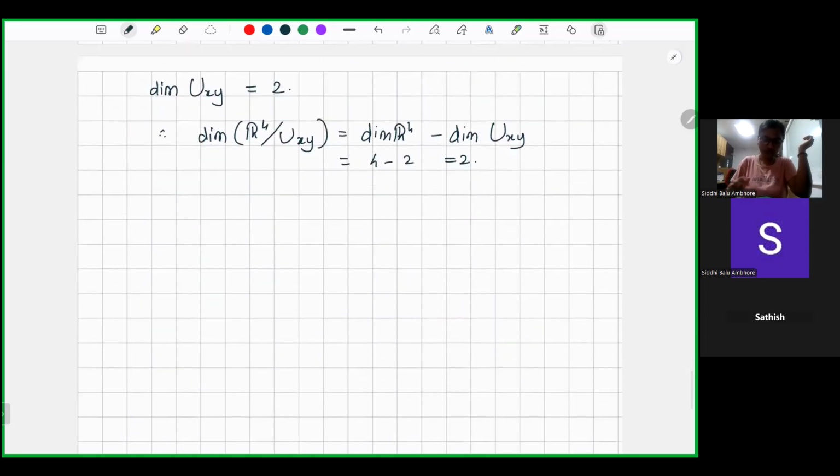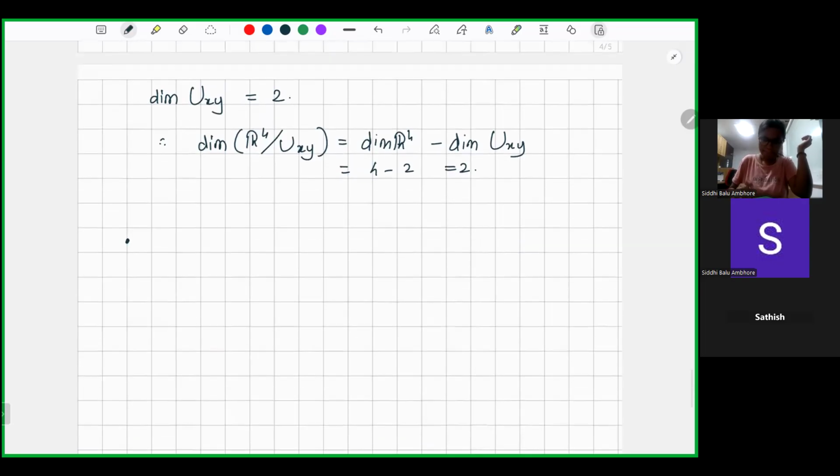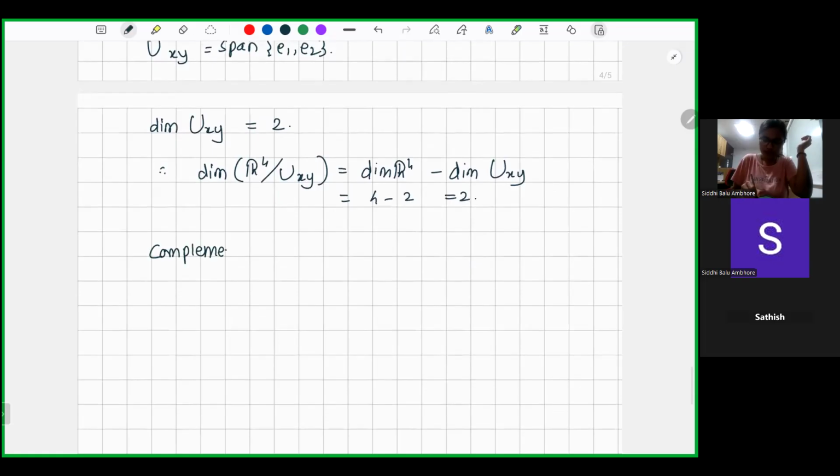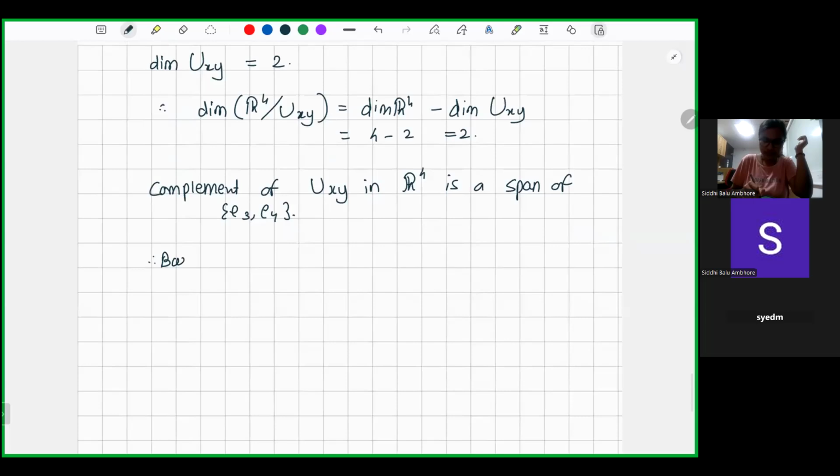And similarly, if we do for this Uxz plane, and again the complement of Uxy. So the complement of Uxy in R4 is the span of E3 and E4. So therefore the basis of R4 by Uxy will be E3 plus Uxy, comma, E4 plus Uxy.